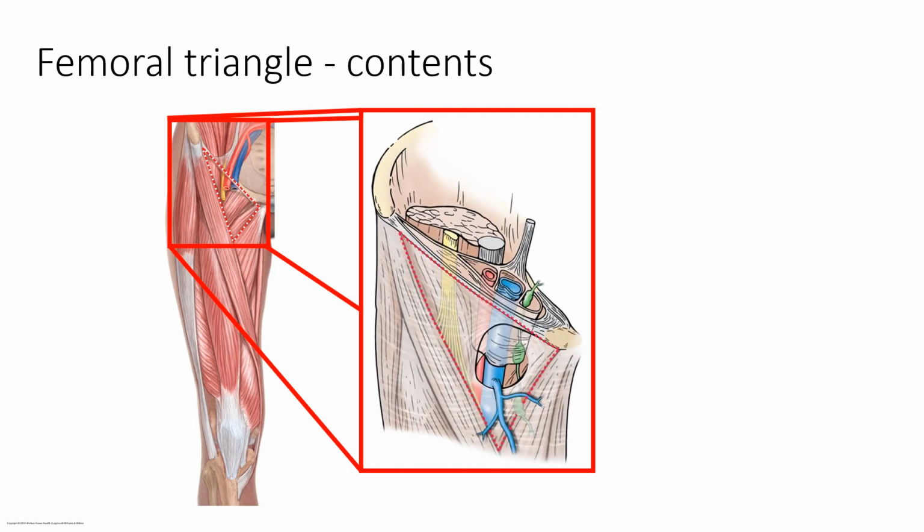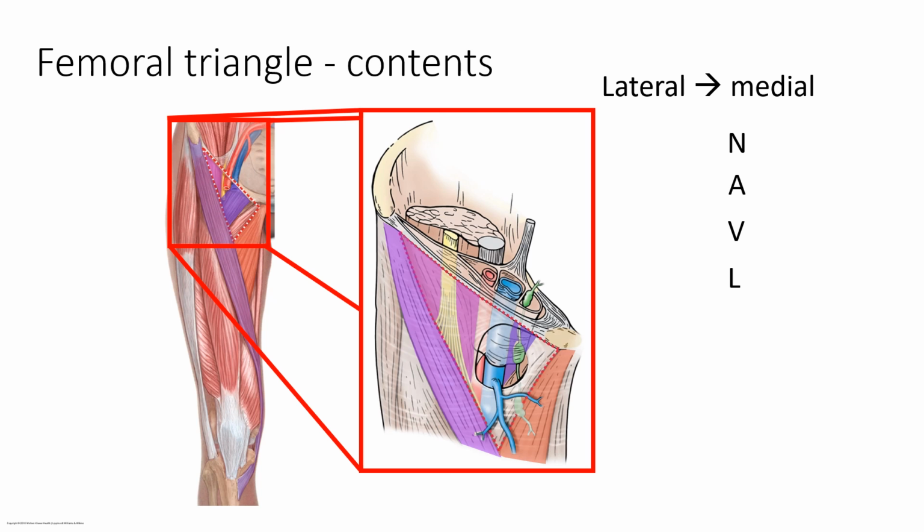Just to reorient yourself to this zoomed in picture, we have our sartorius muscle, our adductor longus, pectineus, and our iliopsoas muscles, and all of those are contributing to making up our femoral triangle. There's a mnemonic to remember what goes on in the femoral triangle, and that mnemonic is NAVEL, okay? And this abbreviation goes from lateral to medial.